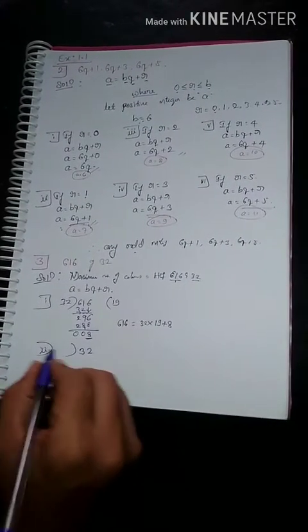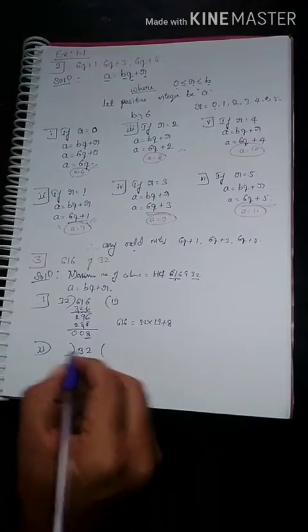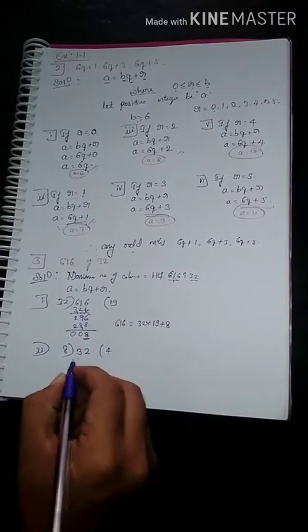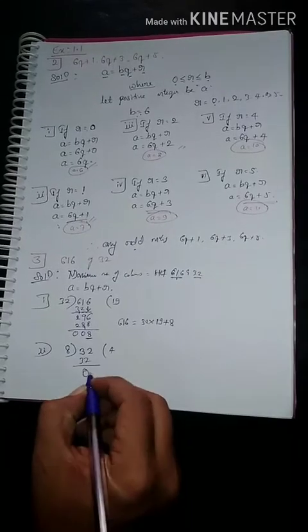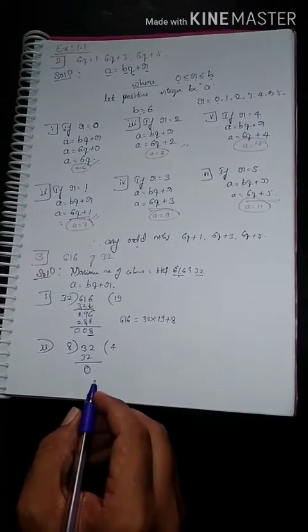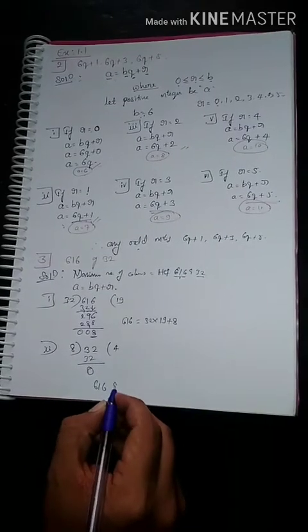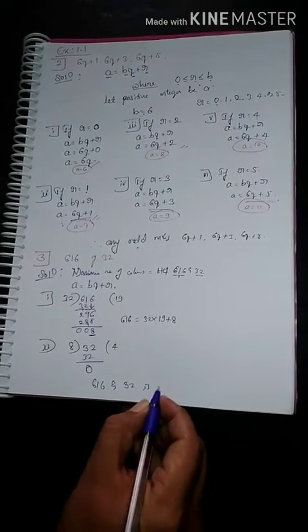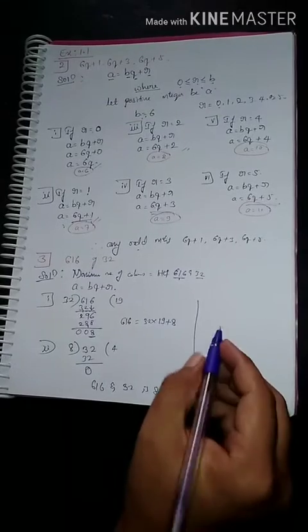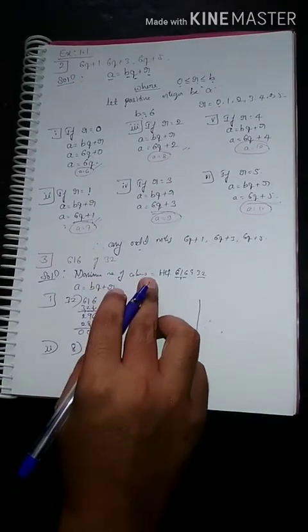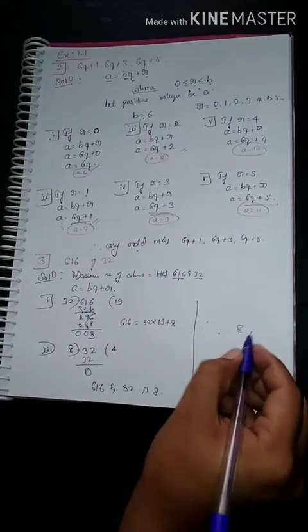Second step, 32 divided by 8. 8 4s are 32. 32 minus 32 becomes 0. So since the remainder is 0, hence the HCF of 616 and 32 is 8. Therefore, the maximum number of columns is equal to 8.